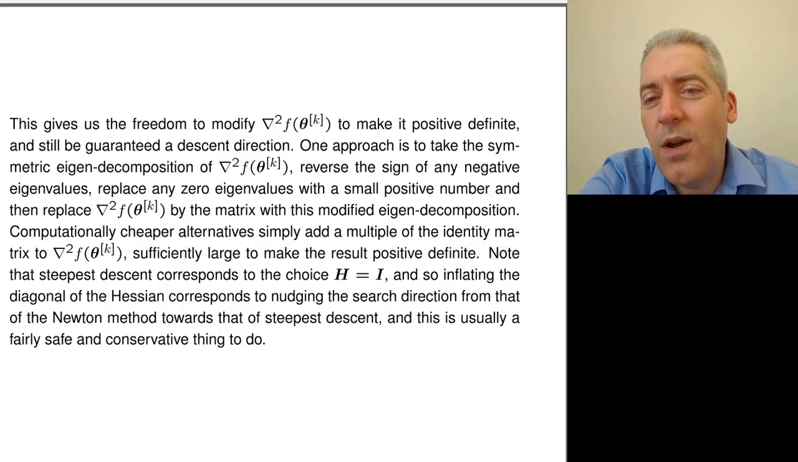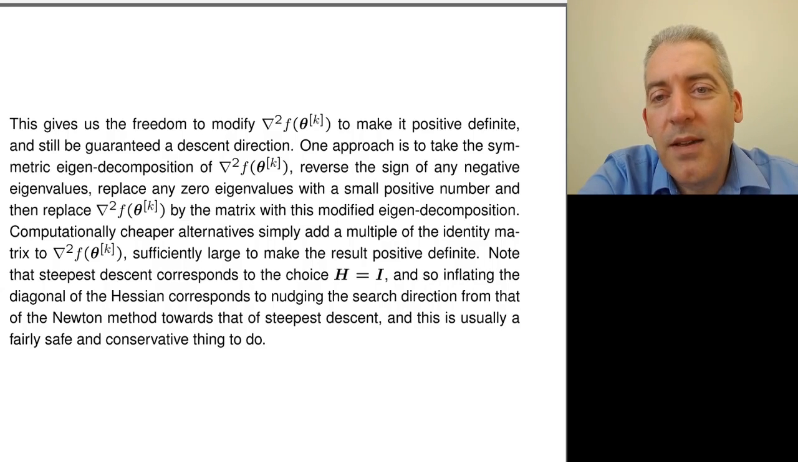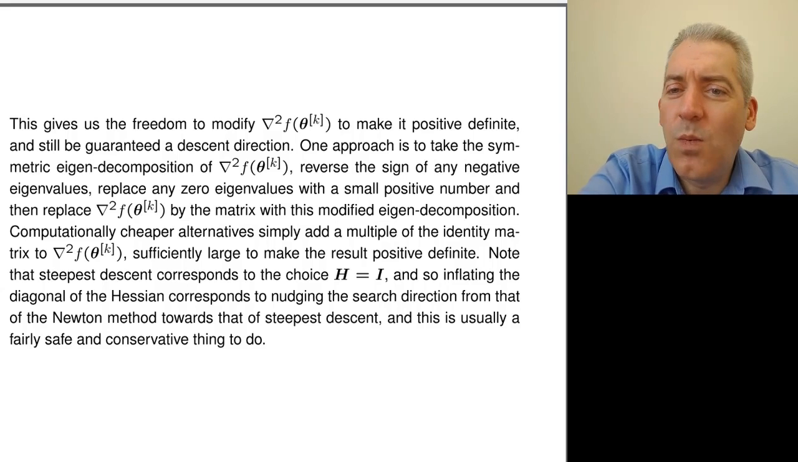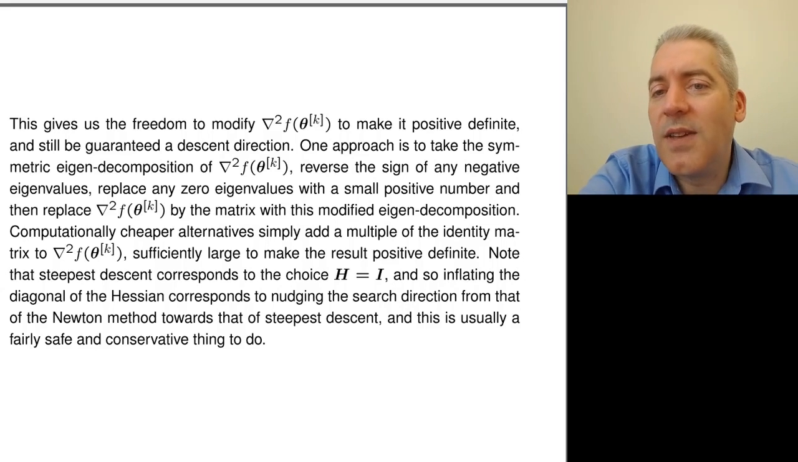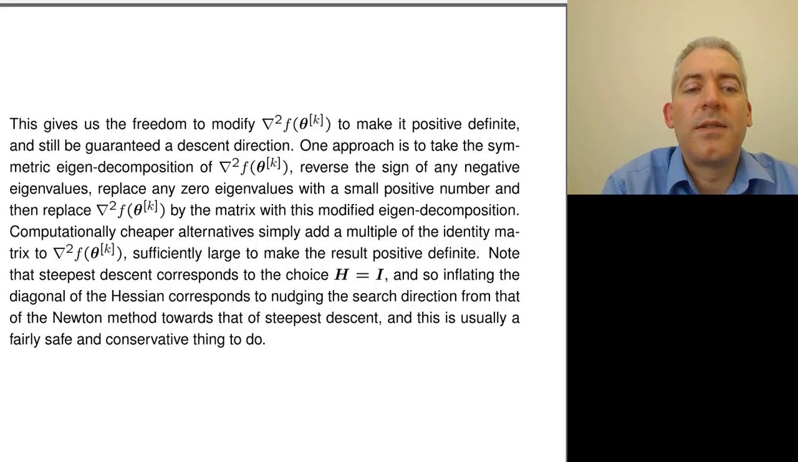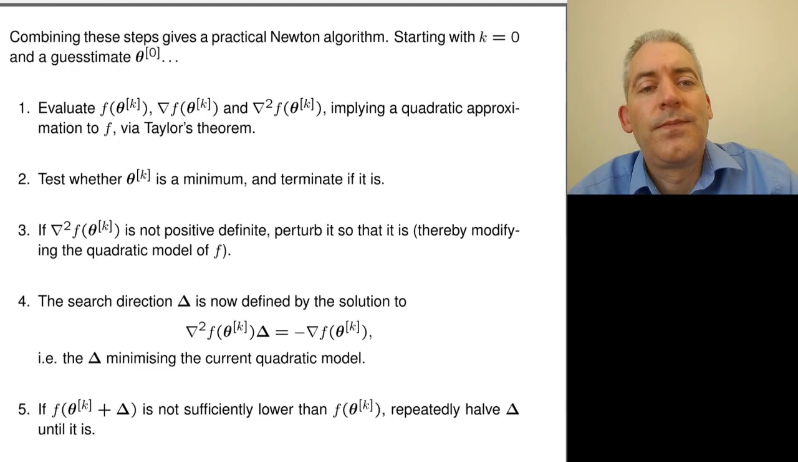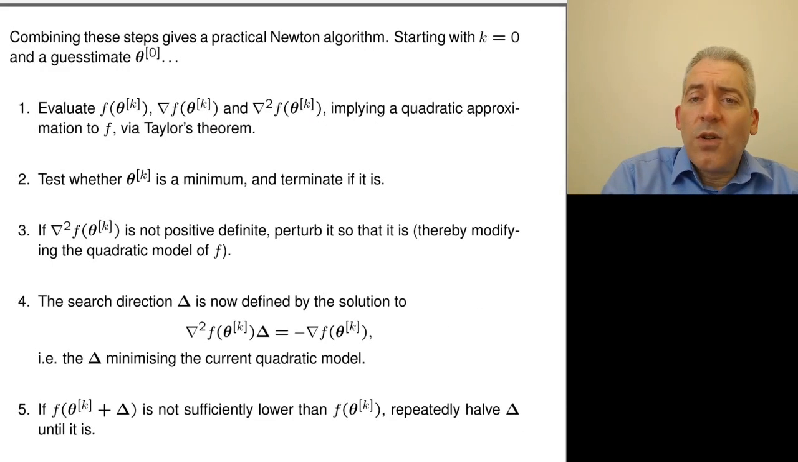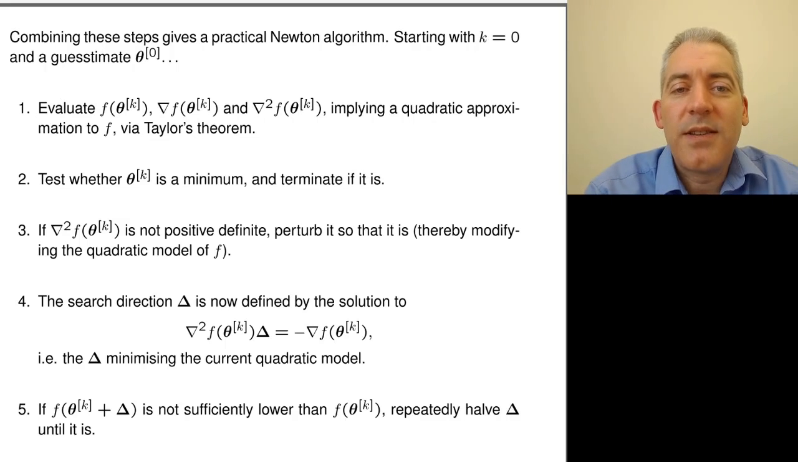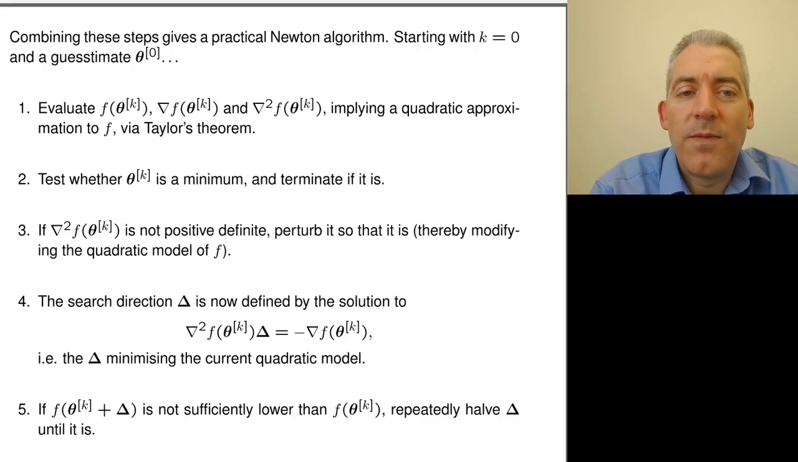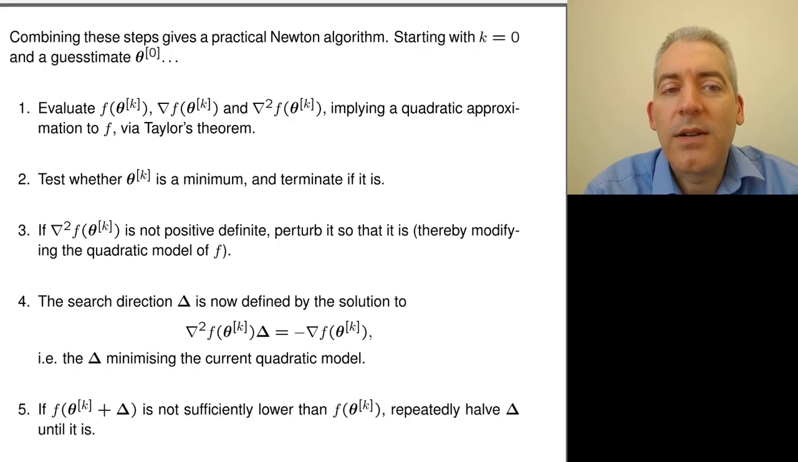So one way or another, you just make sure that your Hessian is positive definite by modifying it in as minimal a way as is practical, and then you solve the linear system and off you go. And that's kind of guaranteed to work in some sense. Okay, so putting all of that together, we can now write this out in the form of a nice, simple, clear algorithm for how to do Newton's method in practice.